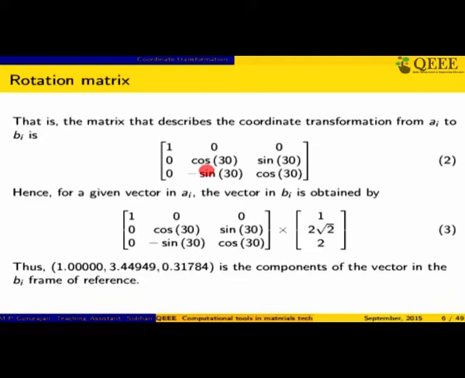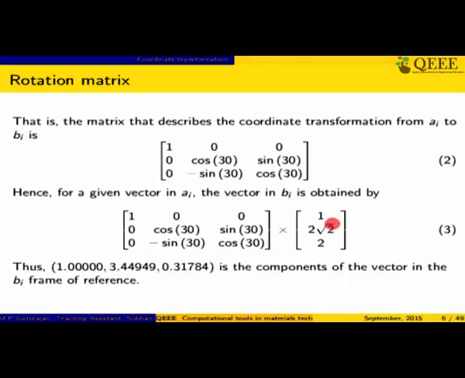So the matrix that describes the coordinate transformation from Ai to Bi is 1 0 0, 0 cos 30 sin 30, 0 minus sin 30 cos 30. Sometimes you would have seen this. A rotation matrix is defined with respect to the axis about which you are rotating. It will have just ones and zeros, and depending on the angle by which you rotate, you will get cos theta, sin theta, minus sin theta, cos theta. So this explains how that comes about.